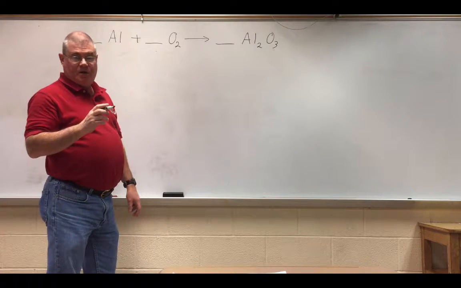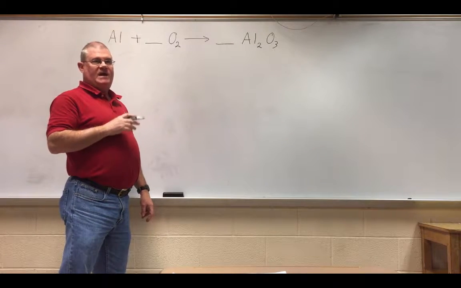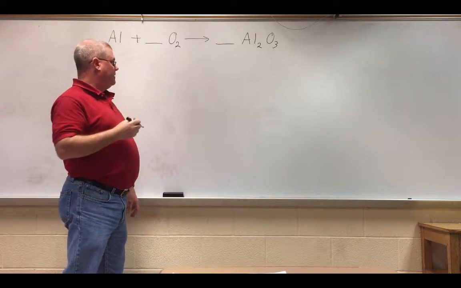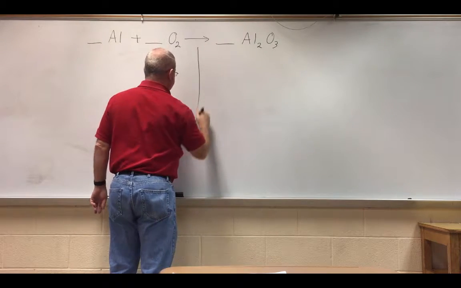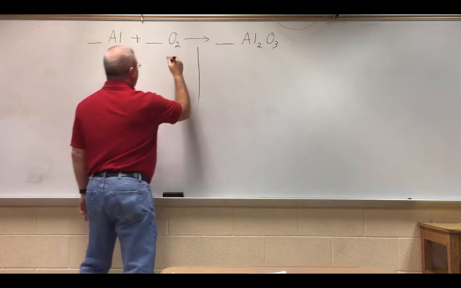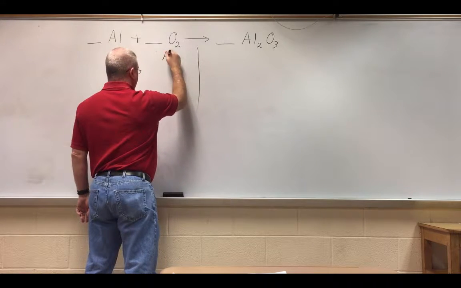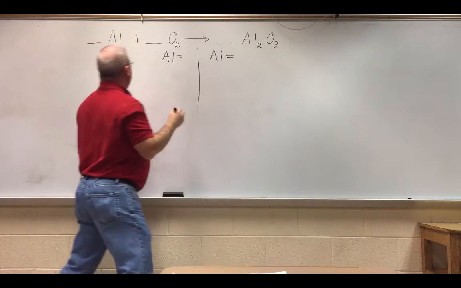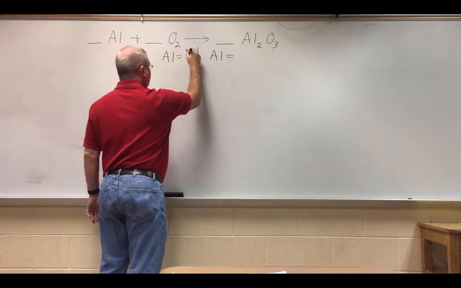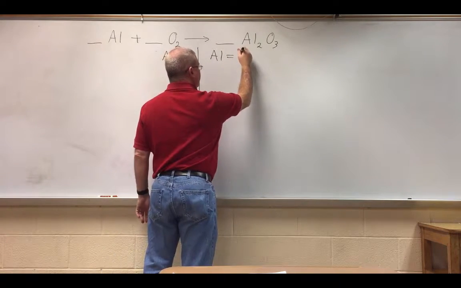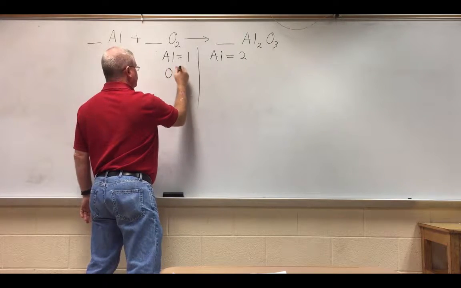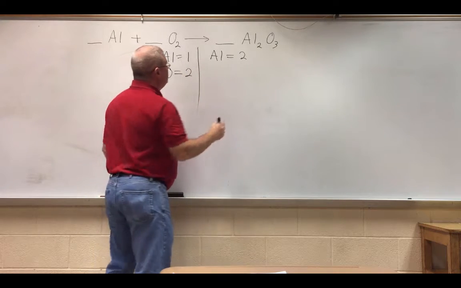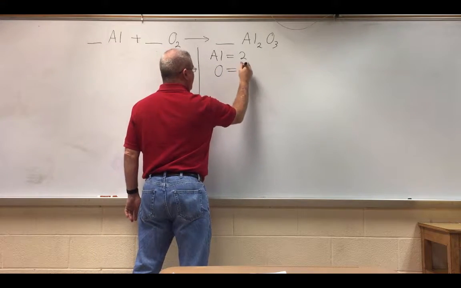Okay, let's work another problem together. We will do the same steps we did earlier. We will identify each element and how many we have of each one. Drawing the line again, we will separate reactants and products. We have aluminum on both sides, which is your Al. We have 1 aluminum right here. We have 2 aluminums on the product side. Oxygens, we have 2 oxygens on the reactant side. On the product side, we have 3.